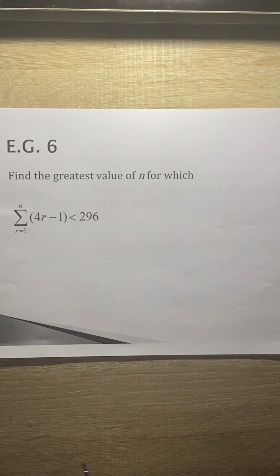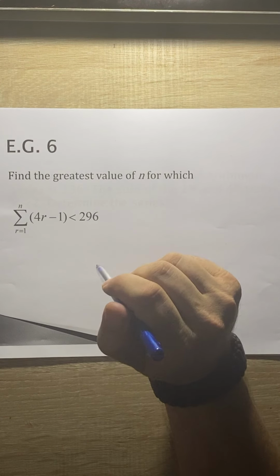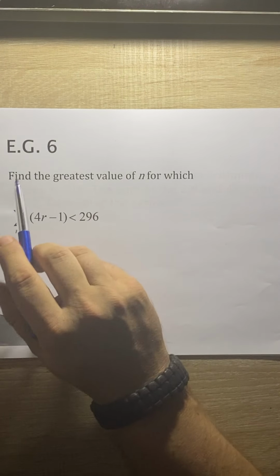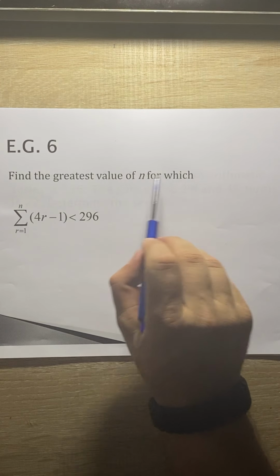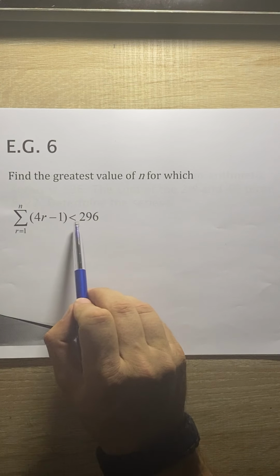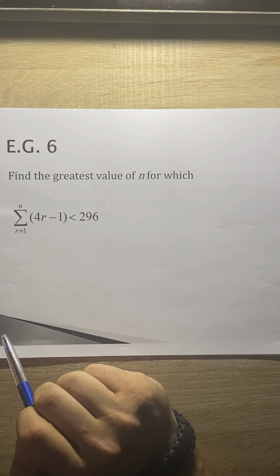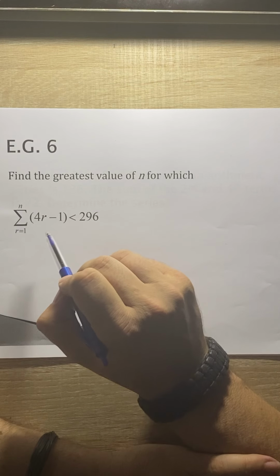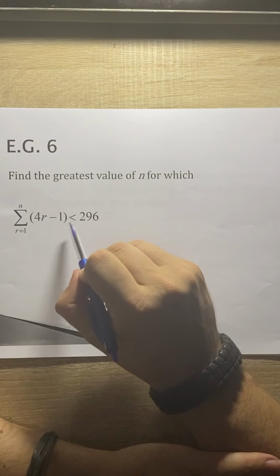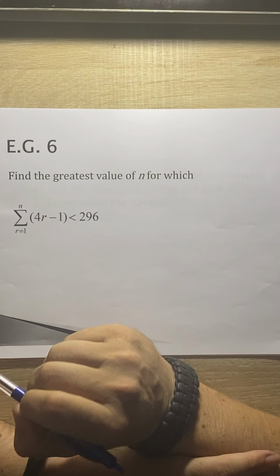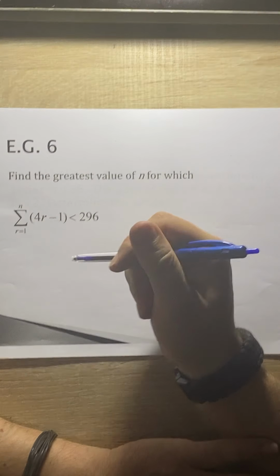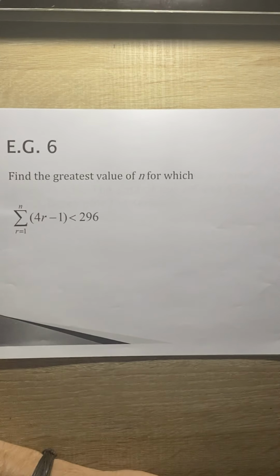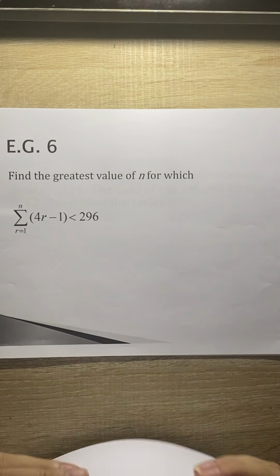So example 6, I have seen questions like this in exams before, in final exams. So just take note of this, all right? We need to find the greatest value of n for which the sum is less than 296. In other words, how many terms must we add up here just so that it is just below 296? It can't be above that and it can't be way below that. We must get just below that. So how many terms must we add in order for this inequality to hold?